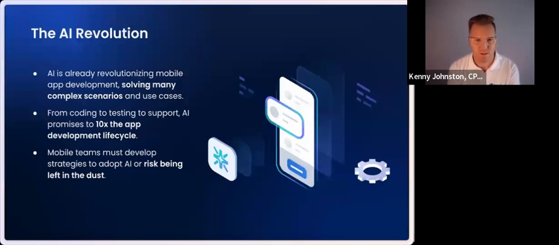Just recently, Google held their Q3 earnings report and mentioned that 25% of all new code written at Google in the last quarter was written with AI. And so we're in the early stages of AI's involvement in the code development process. And I think it has particular impact on mobile.